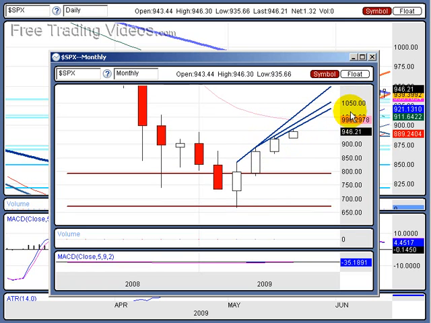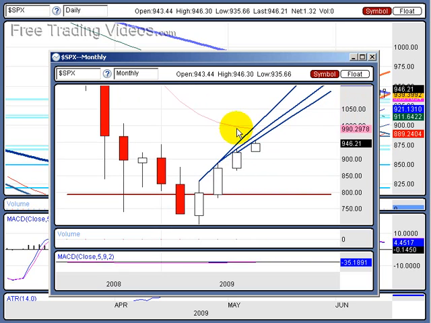Now, check out these lines. Pretty uniform, aren't they? What can we tell that's happening here? What's happening? It's just a slowing. It's a rolling over. It's losing its strength. The up leg is losing its strength. That's what we're seeing right here.